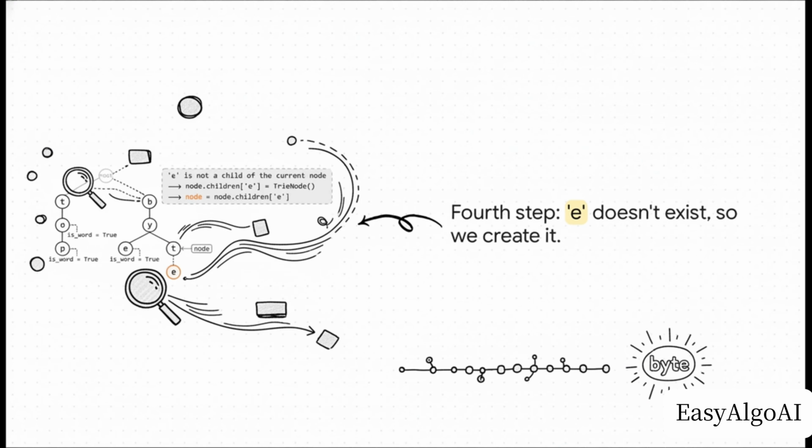And it's the exact same story for our final letter E. We look at our shiny new node T. It obviously has no children yet, so we build another new node branching off T for the letter E, and move our pointer down there. We have now fully mapped out the physical path for the word bite.